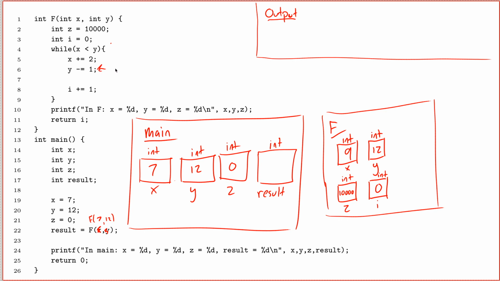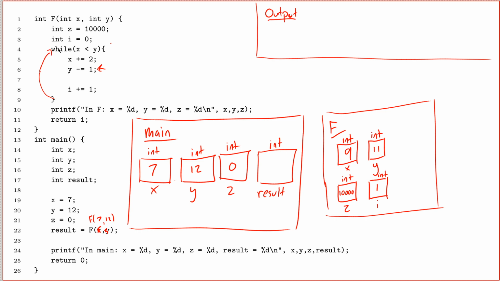Here we have y equals y minus 1. Okay, so that means that y is now 11. And i equals i plus 1. That means in this scope, i gets the value 1. We hit the closing curly bracket, and we go back around.